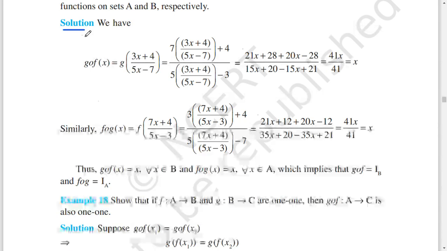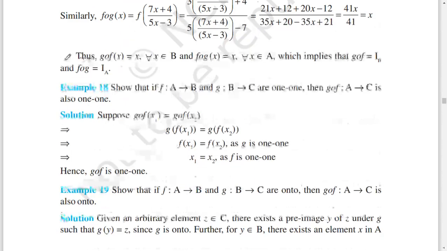Similarly, f(g(x)) = f((7x + 4)/(5x − 3)) = [3(7x + 4)/(5x − 3) + 4] / [5(7x + 4)/(5x − 3) − 7] = (21x + 12 + 20x − 12)/(35x + 20 − 35x + 21) = 41x/41 = x. Thus gof(x) = x for all x belongs to B and fog(x) = x for all x belongs to A, which implies that gof = I_B and fog = I_A.